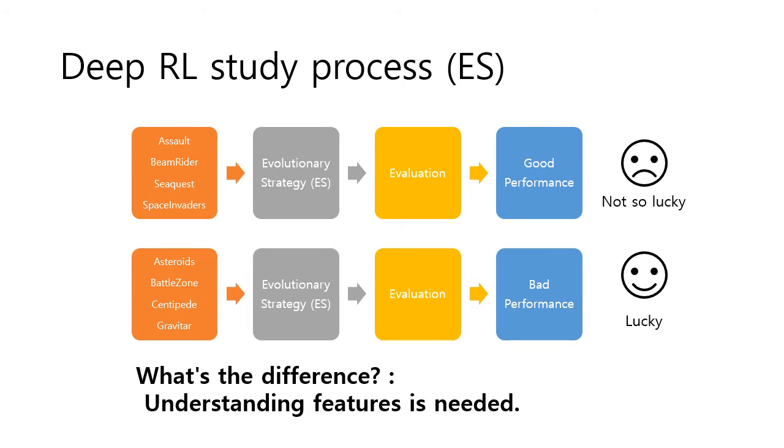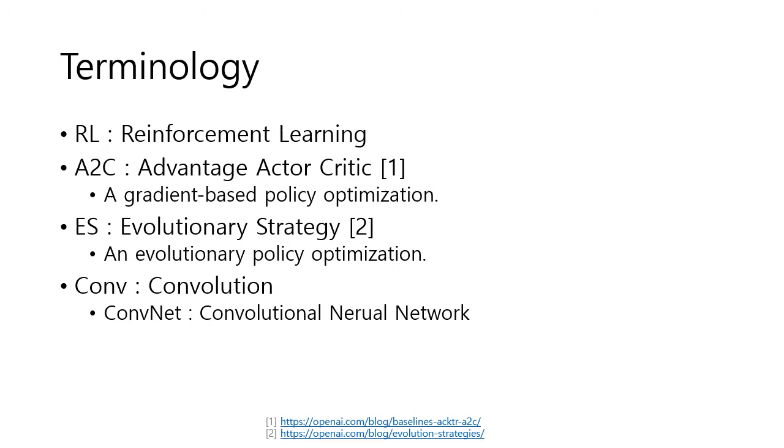How about the evolutionary strategies? The process is not so different. It performs worse in some environments, but performs better in other environments than advantage actor critic. We still do not know why. What's the difference between environments? What's the difference between algorithms? To find out the difference, we need to understand features in those agents.